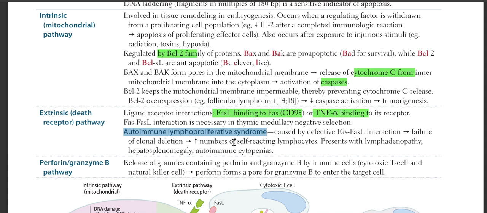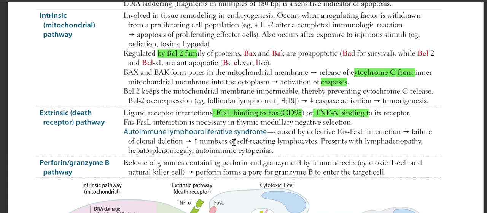Now, what happens in autoimmune lymphoproliferative syndrome is basically you have these lymphocytes which are not actually functional, and they're very self-reacting. That means they attack the body itself. So you have lymphocytes attacking the body, and they're growing so rapidly that they're causing enlargement of the organs. Because these lymphocytes are also attacking your own cells, you'll see anemia, you'll see leukopenia. Basically, all the blood cells will go down.